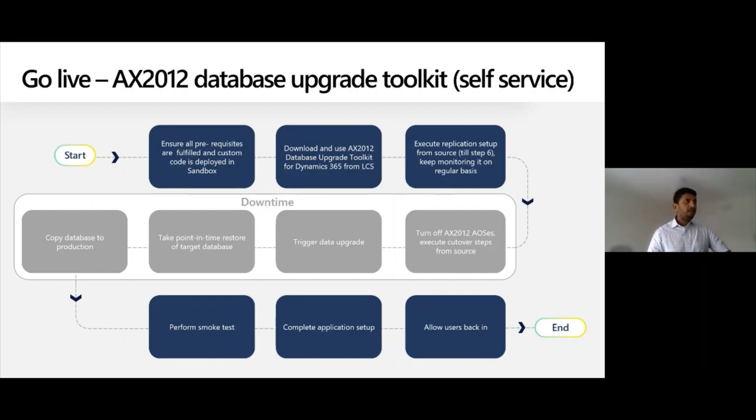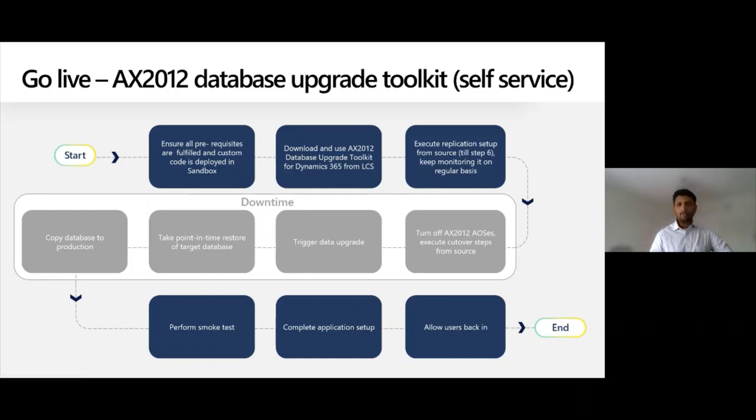Once that is done, then you will have to download the data upgrade tool and then run through the replication process. When the replication process is ready and your data is being copied over and it's all up to date, when you're ready to go live or during the cutover time, you will stop the AOSs and execute the cutover steps. And the cutover steps will actually do the data upgrade process itself.